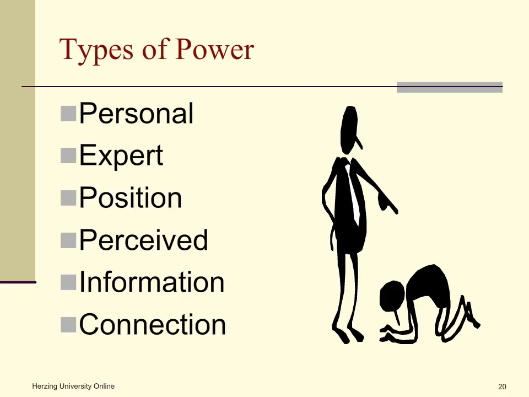Information power is based on a person having selected information that is needed by others. For example, nurses might seek you because you have great skills in dealing with difficult patients, or you have great skills in communicating with patients whom English is their second language. Connection power is based on being linked to powerful people like the CNO.